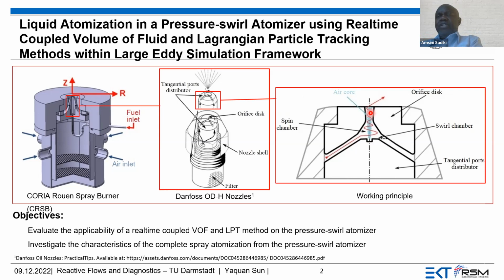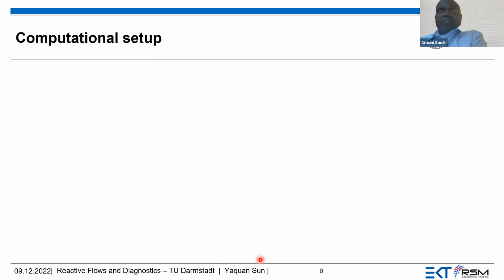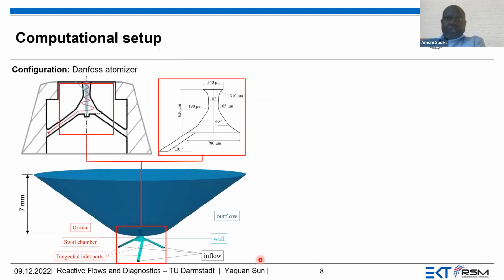We have seen different kinds of nozzles, and this is a pressure swirl atomizer, which produces a very large spreading of particles. The cone angle is high. The idea is to first investigate the complete spray atomization, and then to account for the combustion. To account for this spreading of the jet, we generate this kind of computation domain. We have the orifice here, the swirl chamber, and the tangential inlet flow ports, which allow us to generate the swirl in this area.